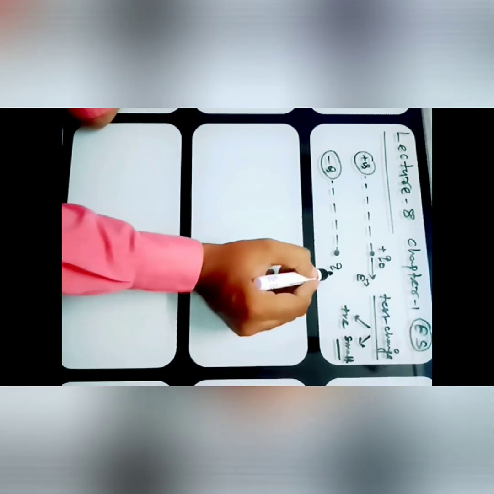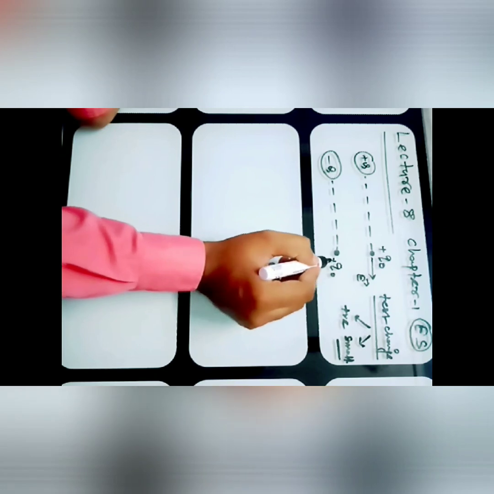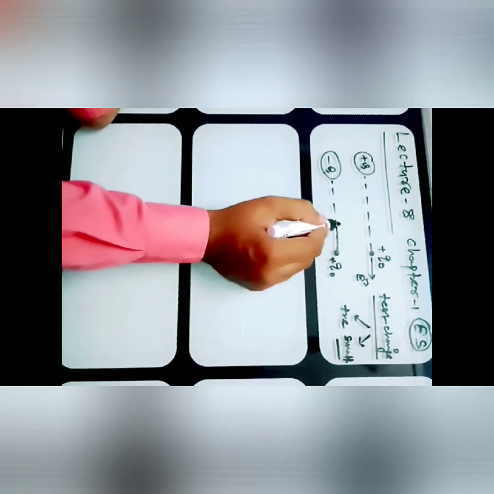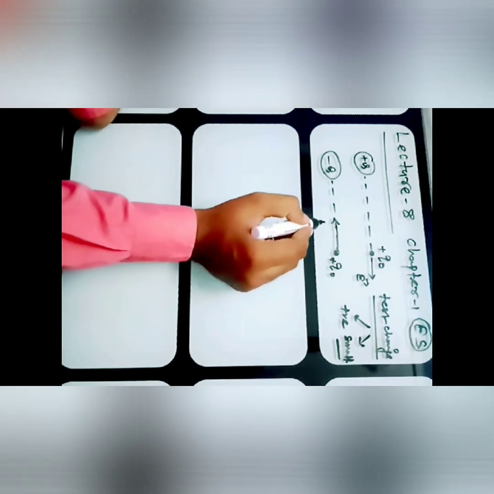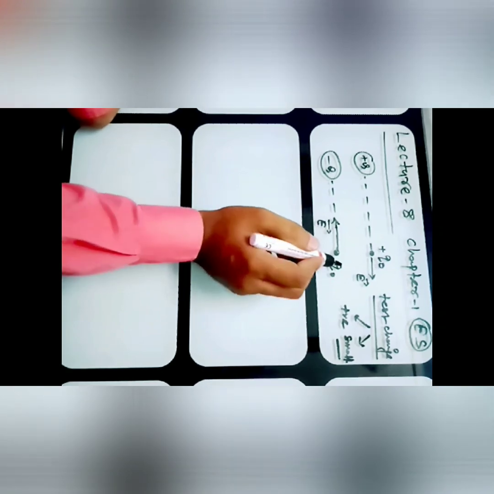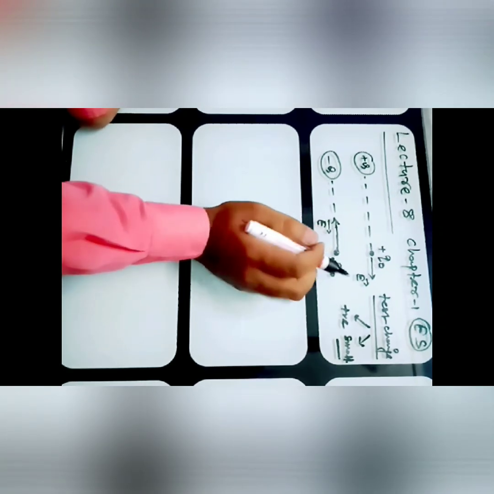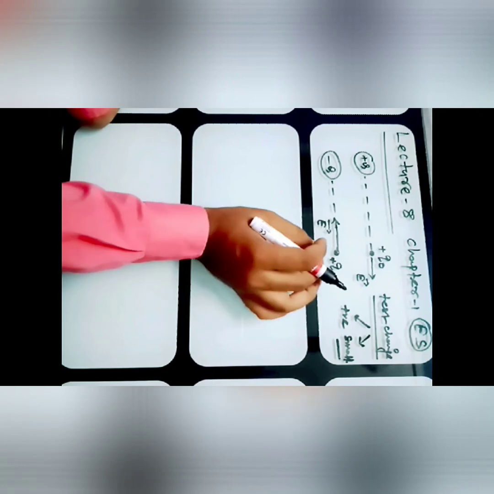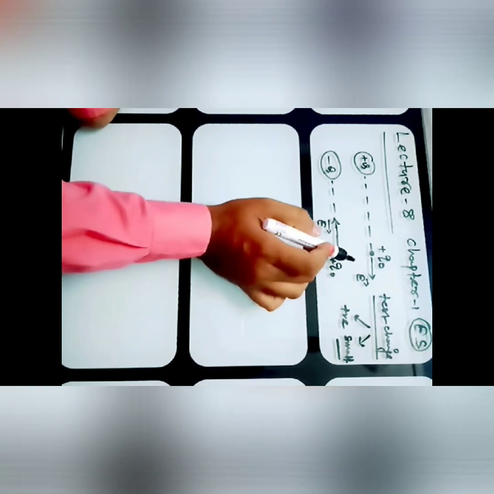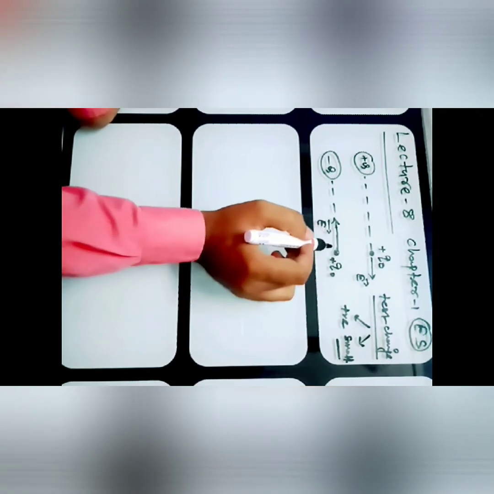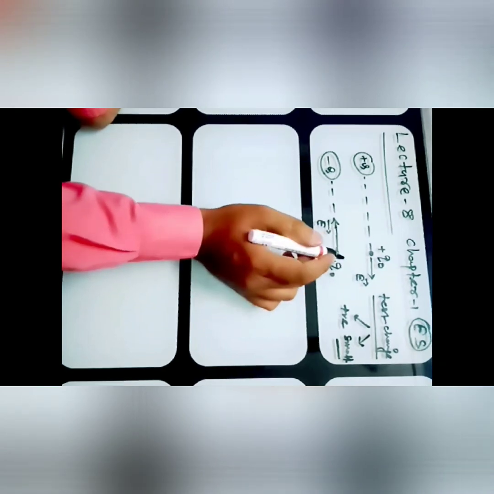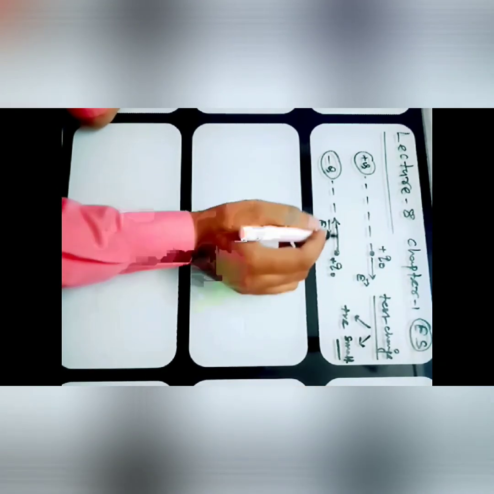Now you place the test charge again over here. What will be the direction of force? It will be towards. So this will be the direction of electric field. So to find the direction of electric field, the method is very simple. Put a positive charge, that is the test charge, and the direction of force will give you the direction of electric field.